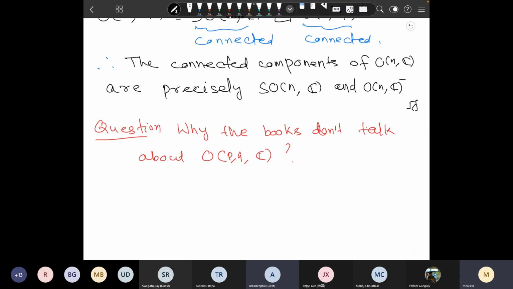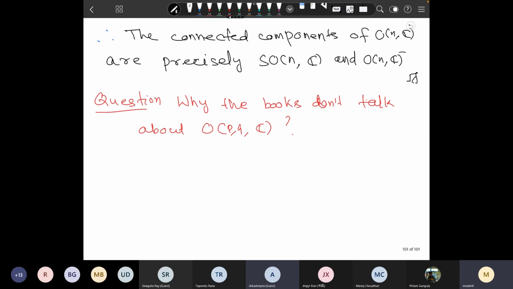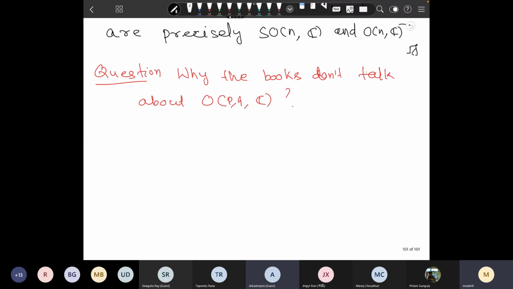This really requires a little bit of understanding of bilinear forms. So let me do that, and this is a very conceptual question. Let us give some discussion.